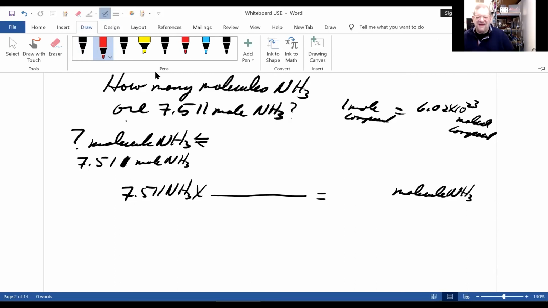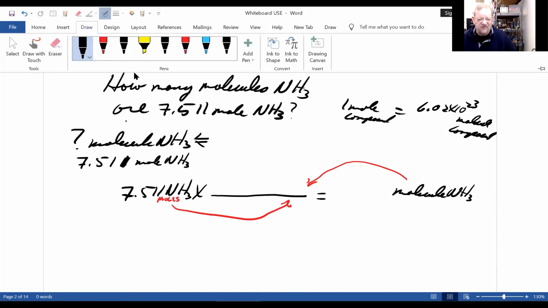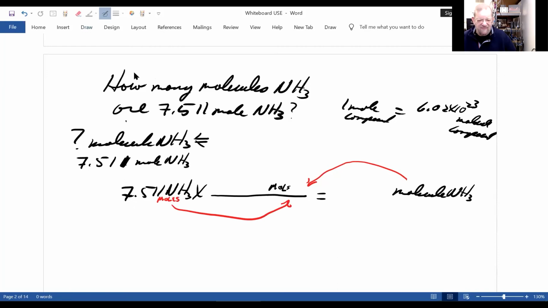Love using that. And how do you use it? Whatever you're trying to get to unit-wise, you put on top of the ratio. Oh, I forgot to write here. I'll write it in a second. And this should be moles. Whatever we're trying to get rid of, we put on the bottom. And now I can do that. And this is molecules of ammonia. This is moles of ammonia.